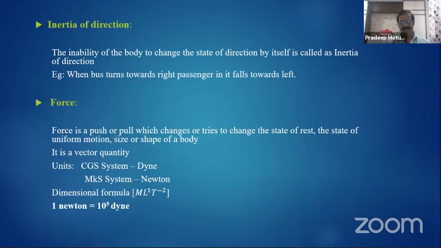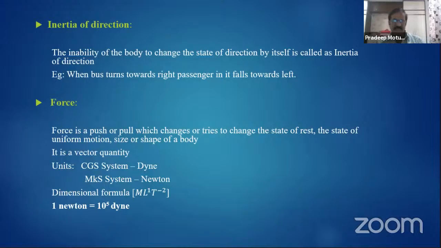Force is a vector quantity. You know vector. What is a vector? A physical quantity which has both magnitude and direction is called a vector quantity. Force is a vector quantity. If you want to move the body to any side, you have to apply force in a direction, so force is a vector quantity.